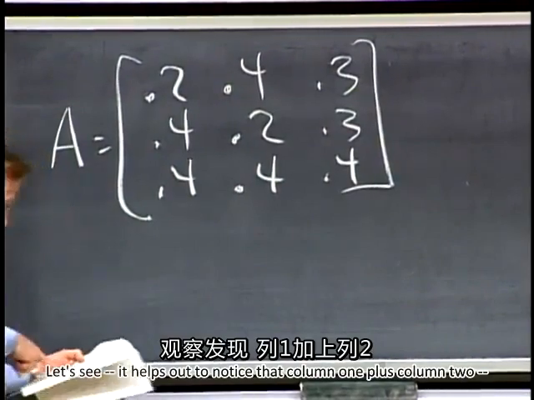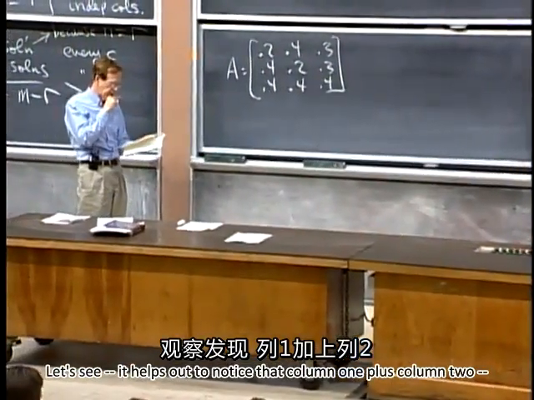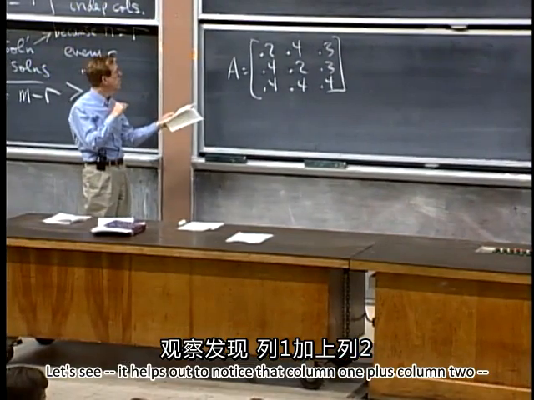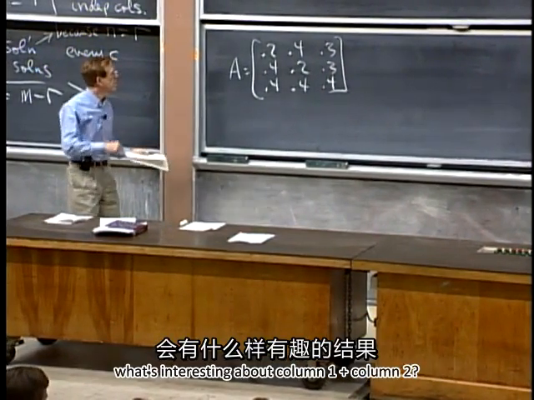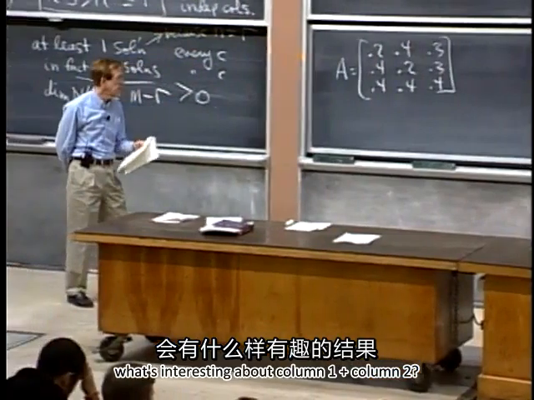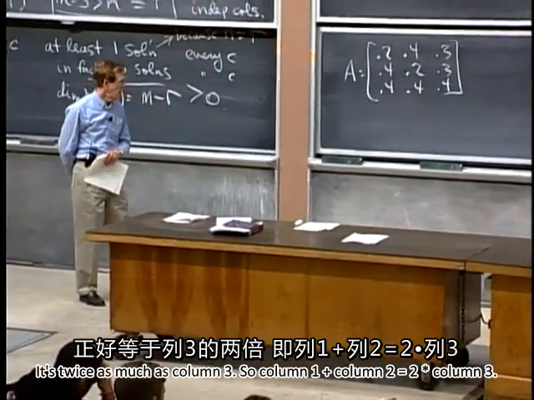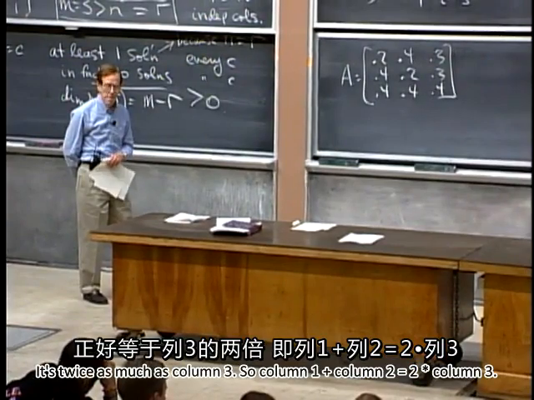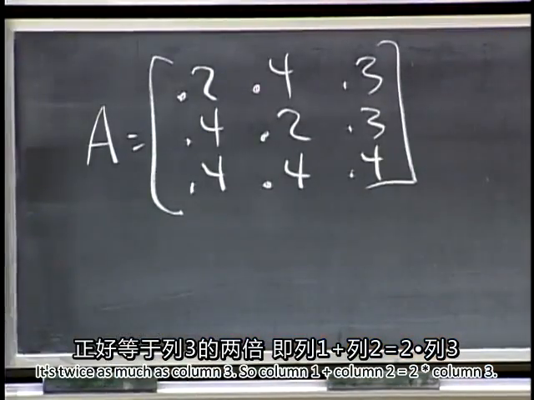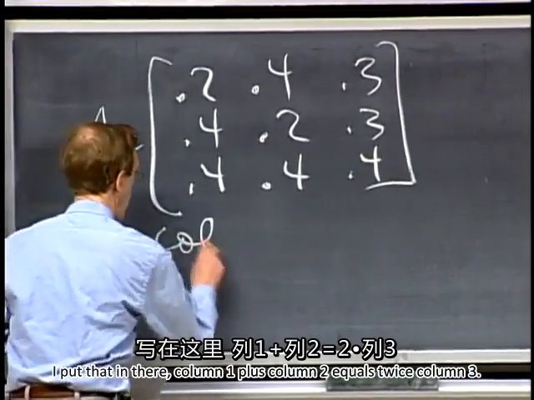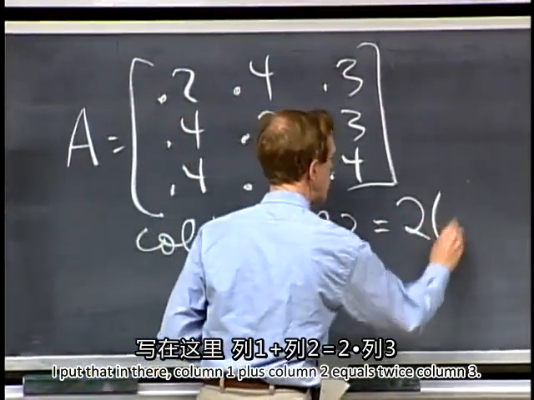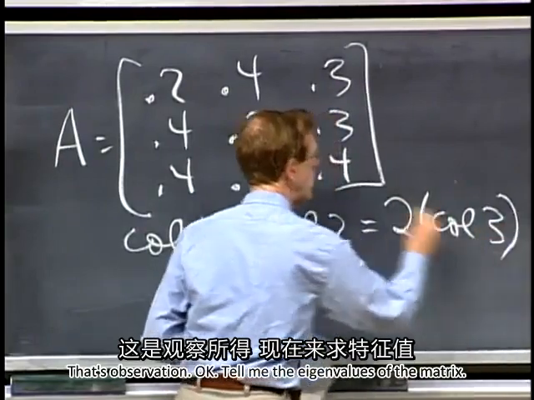Let's see. It helps out to notice that column 1 plus column 2. What's interesting about column 1 plus column 2? It's twice as much as column 3. So column 1 plus column 2 equals 2 times column 3. I put that in there. Column 1 plus column 2 equals twice column 3. That's an observation.